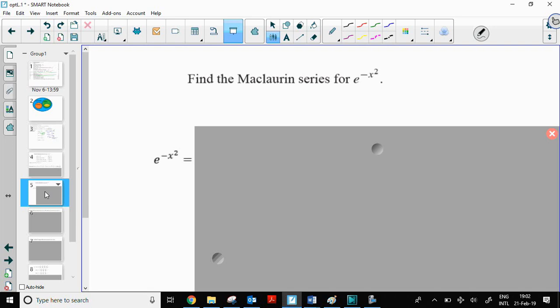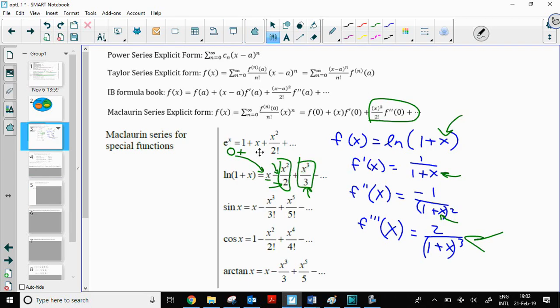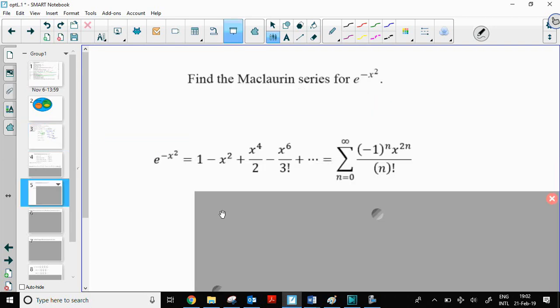I'm going to use my expansion for e to the x, and I'm just going to use substitution in this case. So instead of x, I have negative x squared. I'm just going to put in negative x squared for each of these x's, and I'll be good to go. Boom. There you go. There's your Maclaurin series for e to the negative x squared. Easy, right? Let's do another one.